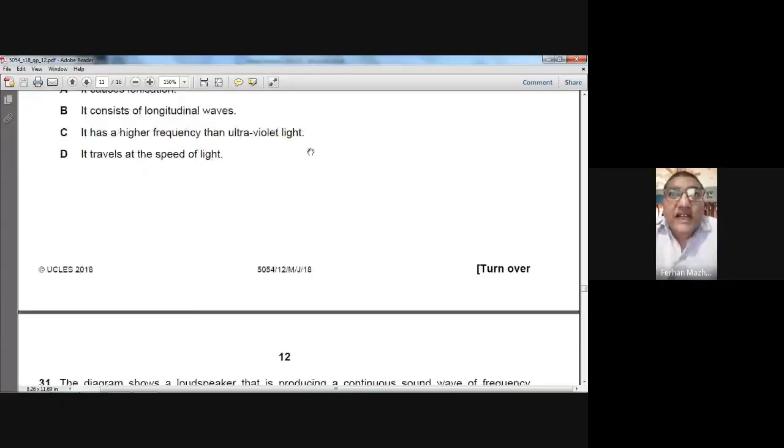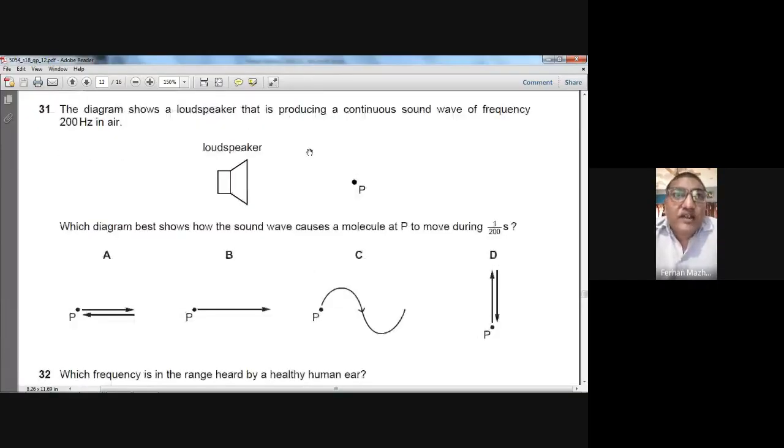The diagram shows a loudspeaker that is producing continuous sound waves of frequency 200 hertz in air. This is the loudspeaker and this is a point in air. Which diagram best shows how the sound waves cause a molecule at P to move? Sound waves are going to the right, so this particle will vibrate parallel to the sound wave. It's a longitudinal wave, so the particles of the medium vibrate parallel to the direction of the wave. So A is the best description of the movement of the particle. A is the option. I hope you understand.